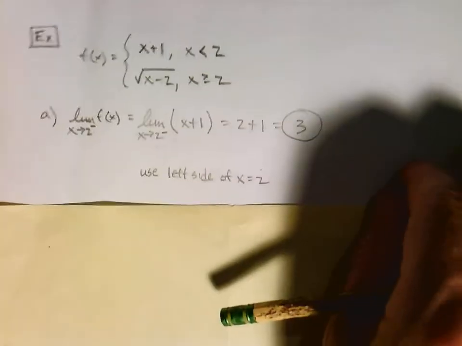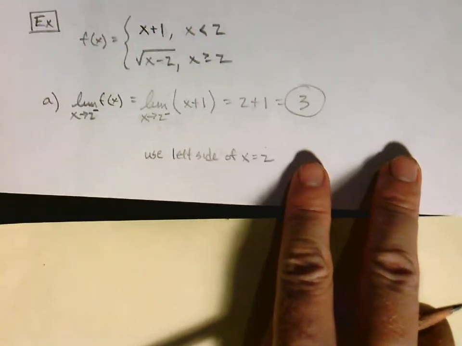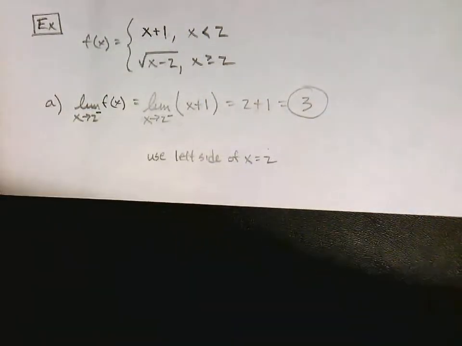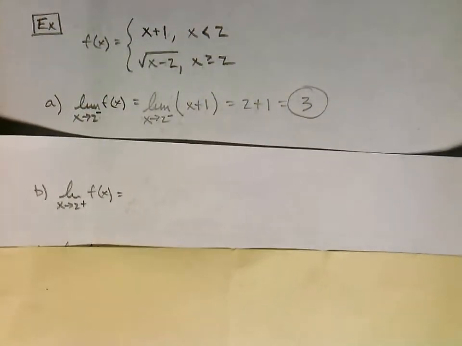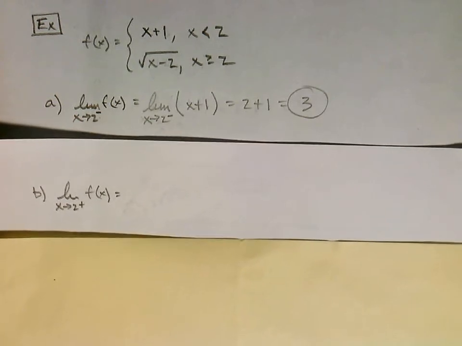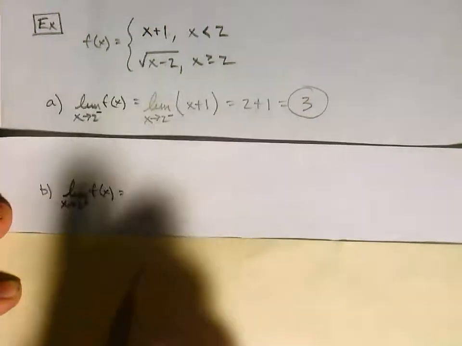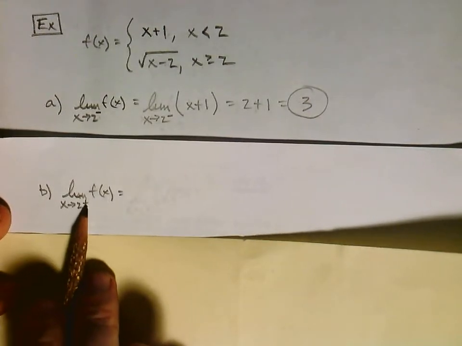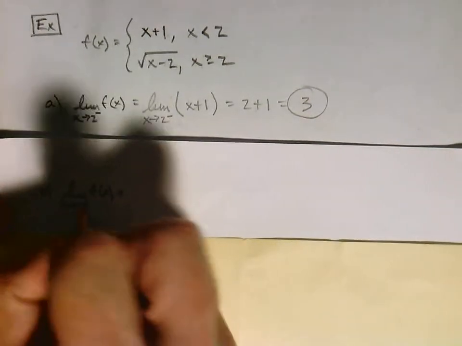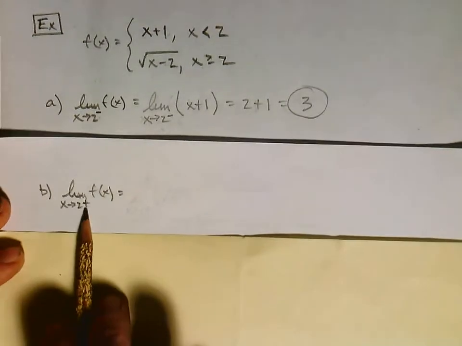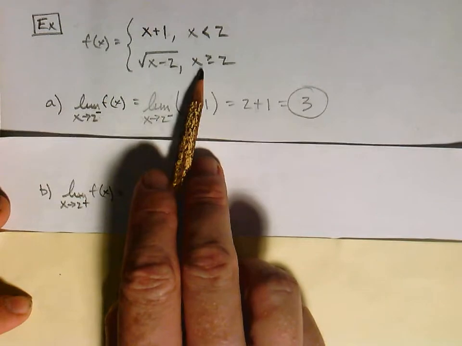Okay, very good. I'm going to keep this on the screen, or try to, and we've got a couple more of these. What if we did x approaches 2 from the right side? So here I've got limit f of x as x approaches 2 with a little plus. What should we do then? Well, that's when we take the greater than 2, right, on the right side.